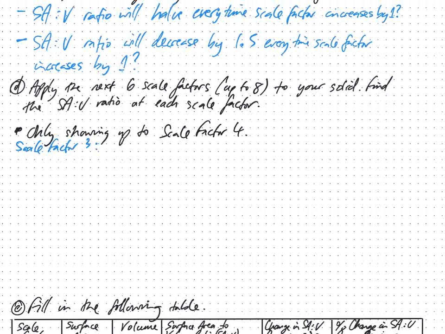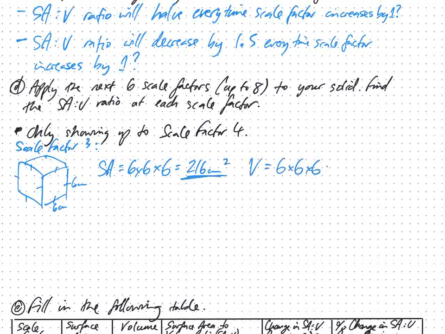All the dimensions are going to be times by 3, so it was originally 2 by 2 by 2, now it's going to be 6 by 6 by 6. So the surface area is going to be 6 times 6 times by 6, because there's 6 sides. 216 square centimeters. The volume is going to be 6 times 6 times 6 again, because it's length times width times height. So it's going to be 216 cubic centimeters. So the surface area to volume ratio is easy. It's going to be 216 over 216, which is going to be 1.